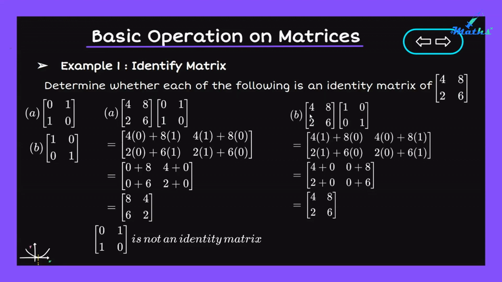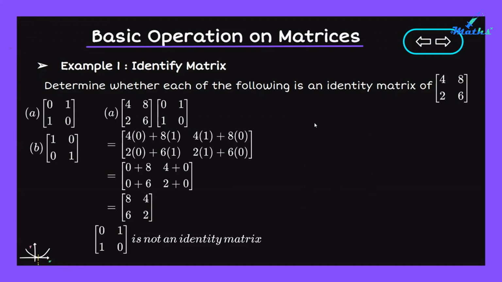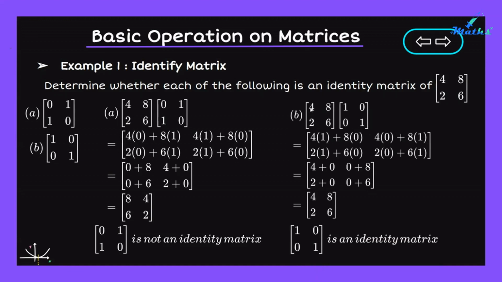So let's see B. We also say 4 times 1 plus 8 times 0, 4 times 0 plus 8 times 1, and then 2 times 1 plus 6 times 0, 2 times 0 plus 6 times 1. We multiply together and then add together, and then we get 4, 8, 2, 6, which is the same as the original. So this matrix, 1001, is an identity matrix.